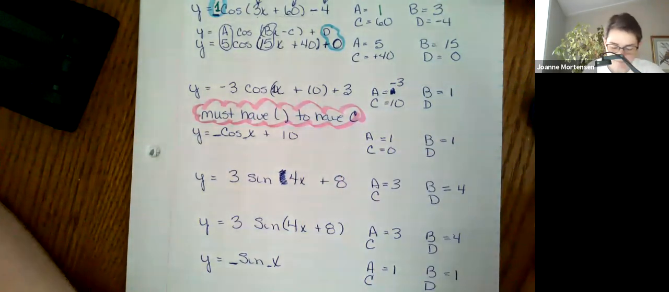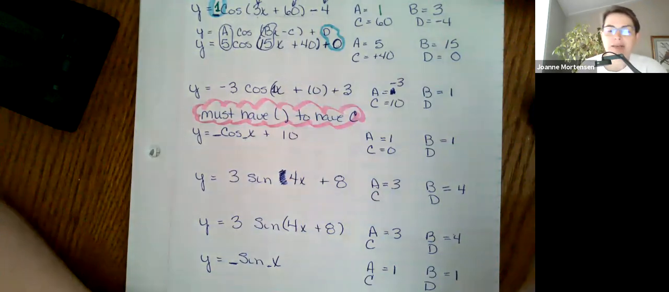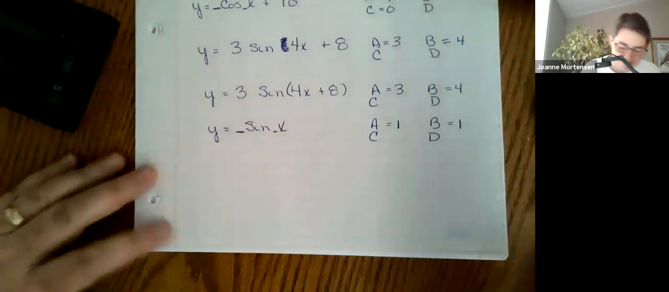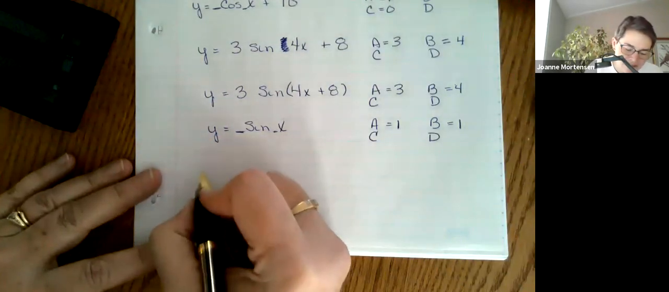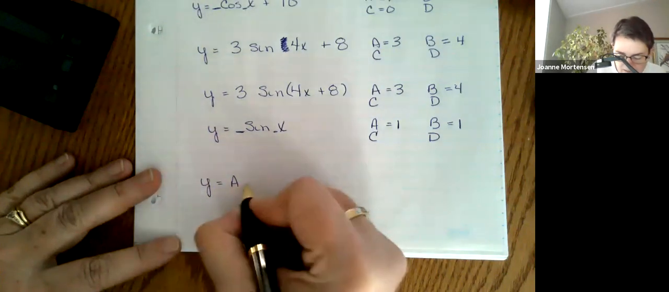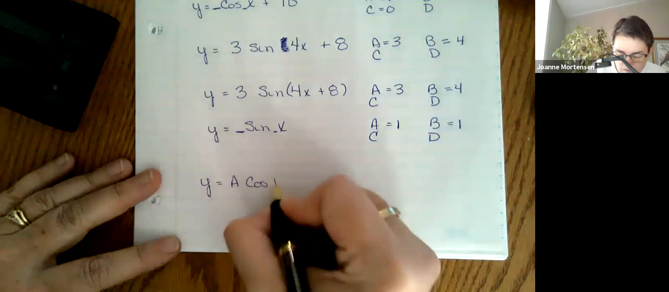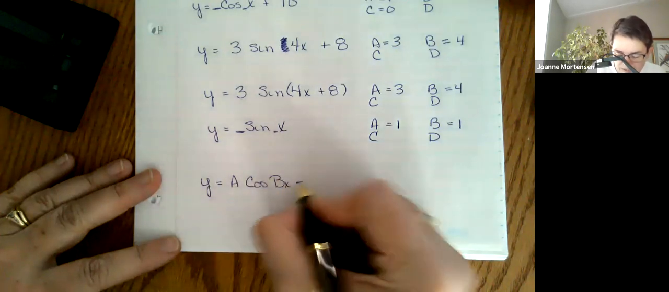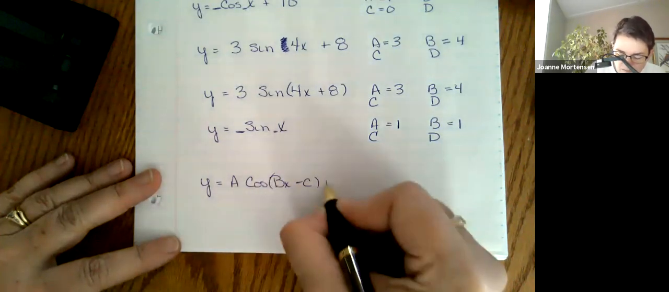And then, my page is so messy. Okay, I'm just going to skip down to the bottom and just rewrite this. So that was a cos 1. So y is equal to a cos bx minus c plus d.